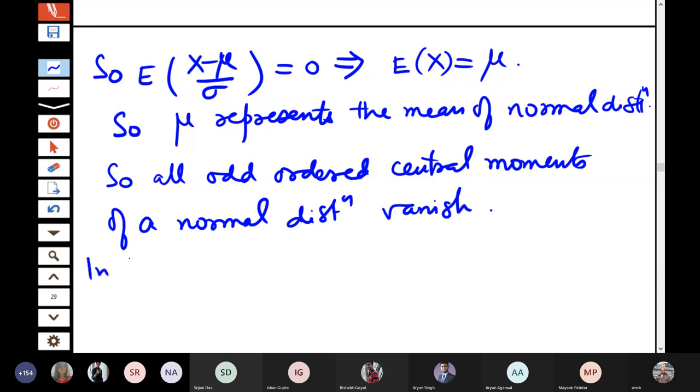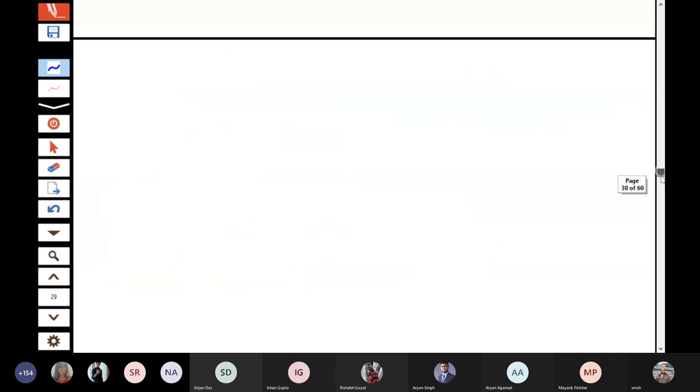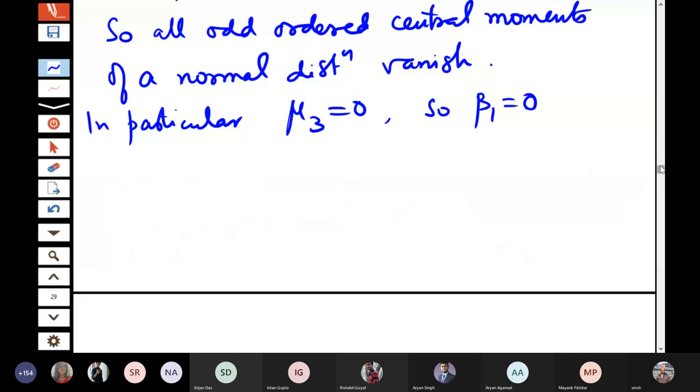In particular, mu3 is 0. So the measure of skewness is also 0. Of course, this is the shape I have shown you, it is perfectly symmetric, so the skewness should be 0. Let us look at now for k is equal to 2m. Okay.